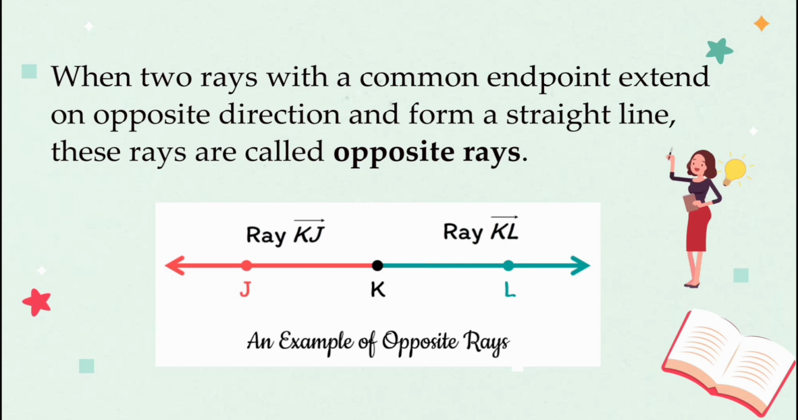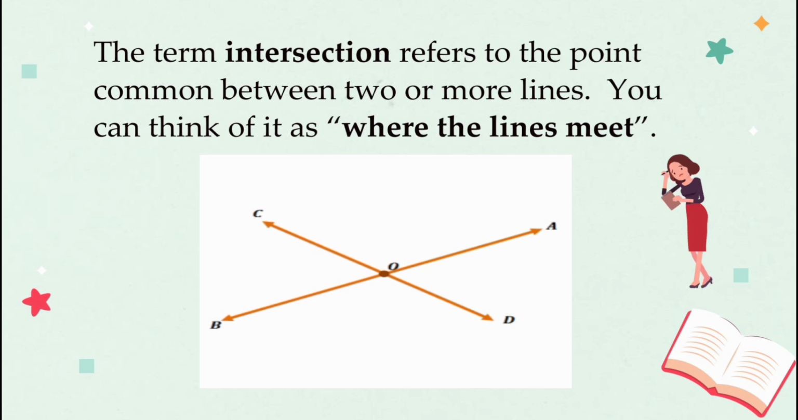It is also important to consider the following definitions. When two rays with a common endpoint extend in opposite directions and form a straight line, these rays are called opposite rays. The term intersection refers to the point common between two or more lines. You can think of it as where the lines meet. In the real world, the concept of intersection is similar to the intersection of roads and the intersection of longitude and latitude on the globe. Planes could also intersect, and their intersection is a line.